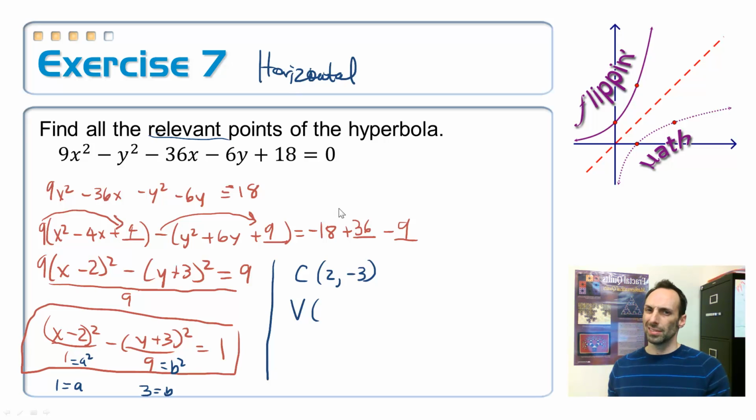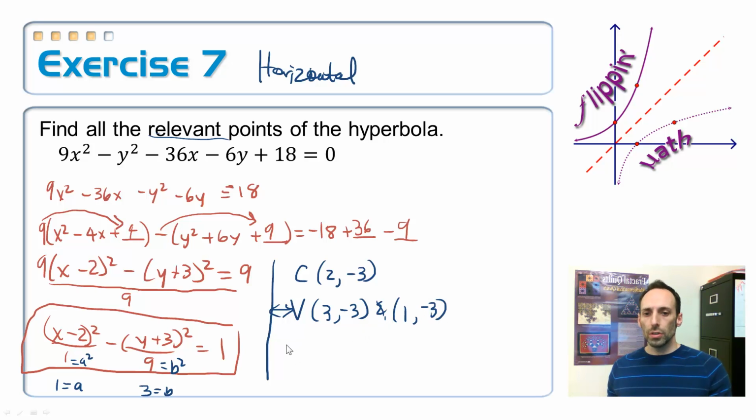How about that? That looks right. So that means that I'm going left-right from the center point. So I go 2, and I add 1 to it, so 3, -3. And I also subtract 1 from it, so 1, -3.